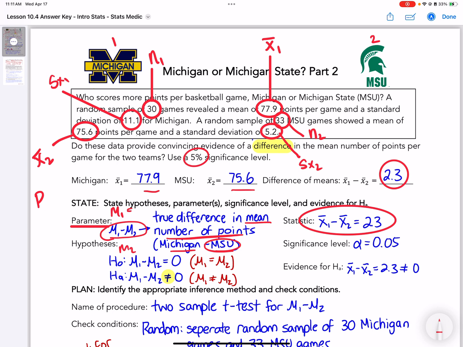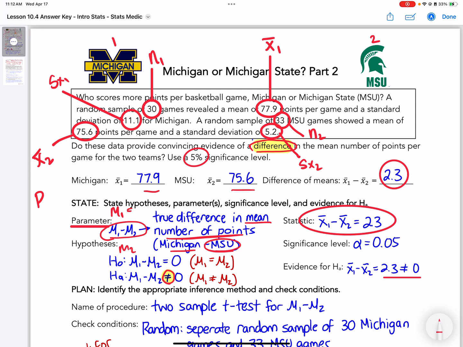The evidence that we have is our statistic, and we're seeing that since this is asking, is there a difference? That's my difference. We can see that since 2.3 is not equal to 0, we do have some evidence. Now, here's the key. We know we have evidence. We understand that 2.3 is not equal to 0. We're just saying, is it statistically significant? And if we get a low p-value, we're saying, yep, it is, but we're going to check that out.